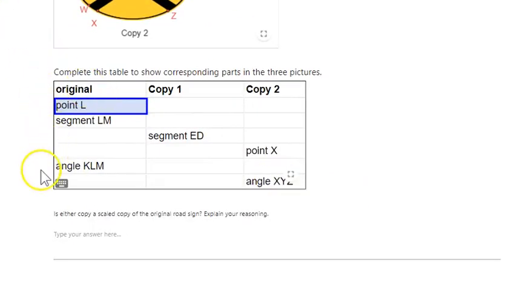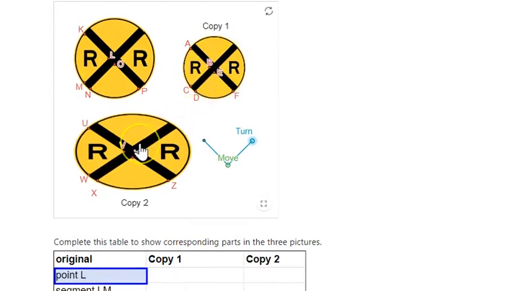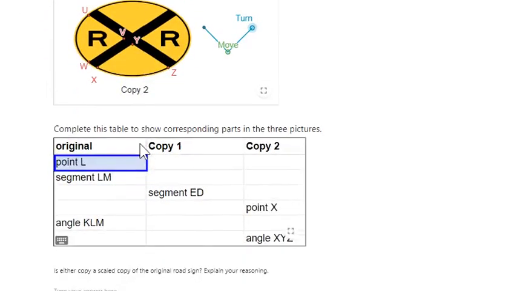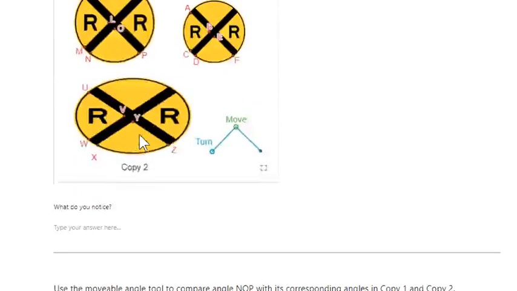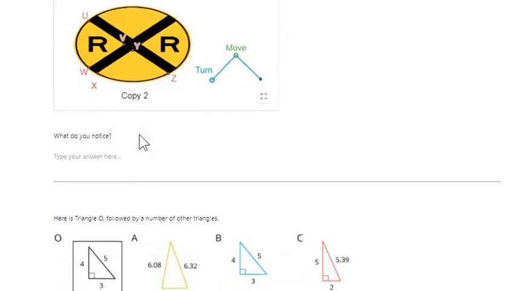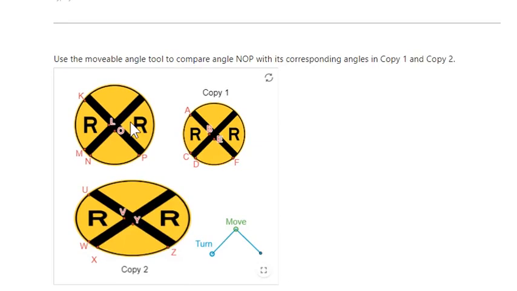Okay. And then we just talked about how a scaled copy compares to the original, that the only scaled copy here is number 1 because it has all the same angles, which would lead us to believe that it's the same shape, just a different size. When you go through this page, you're going to see that there's a lot of other question pieces on it as well. They use the same thing, it's just talking about these other parts.